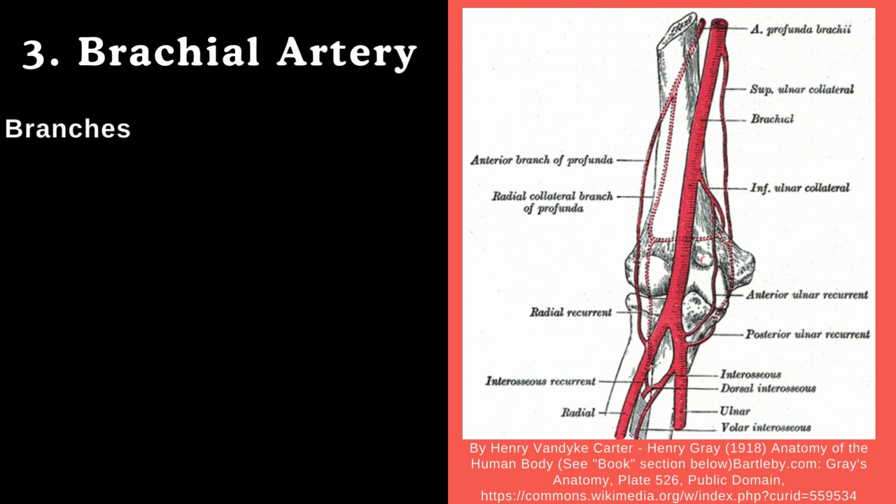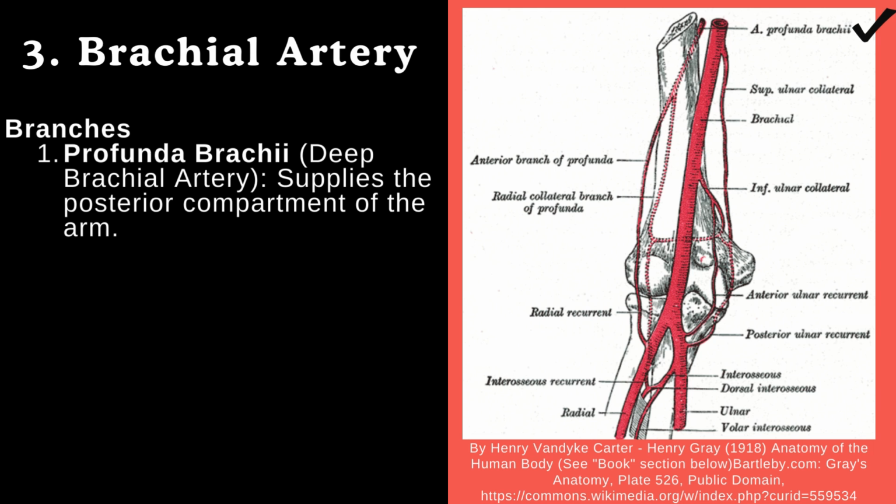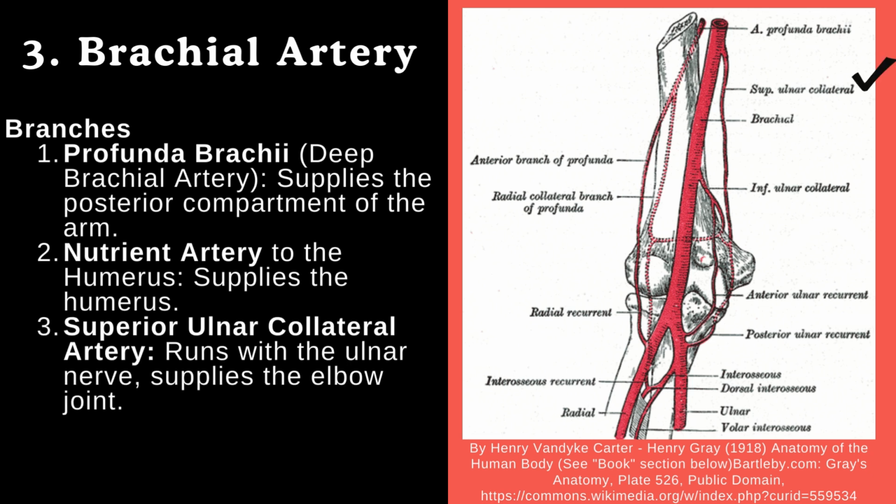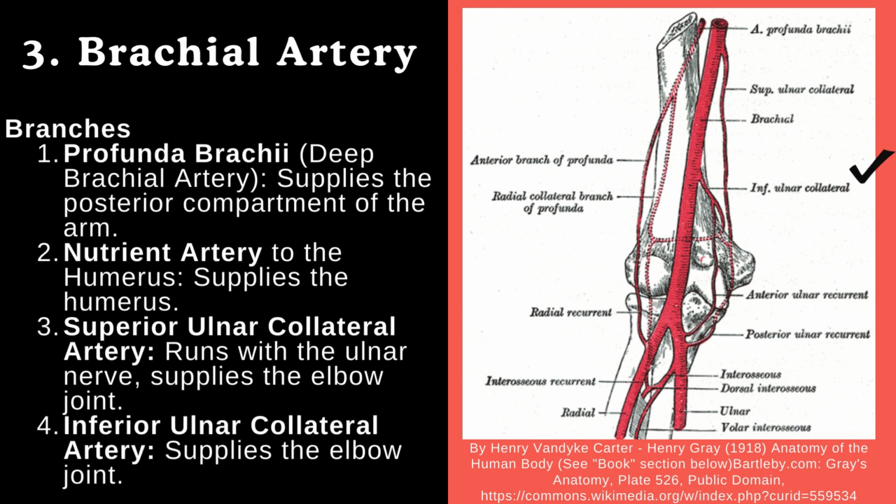Branches of the brachial artery: profunda brachii. Deep brachial artery supplies the posterior compartment of the arm. Nutrient artery to the humerus supplies the humerus. Superior ulnar collateral artery runs with the ulnar nerve and supplies the elbow joint. Inferior ulnar collateral artery supplies the elbow joint.